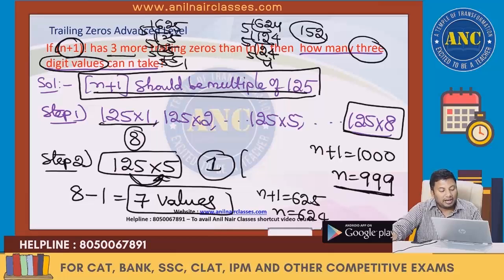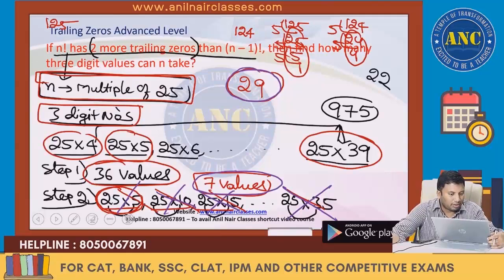Ram, we are eliminating multiples of 5. If I multiply with another 5, one more 5 will come. One more 5 means it will not become 3 more trailing zeros; it will become 4 more trailing zeros. But I want the answer as 3 more trailing zeros. So the answer is 8 minus 1, 7 values. I hope it is clear.